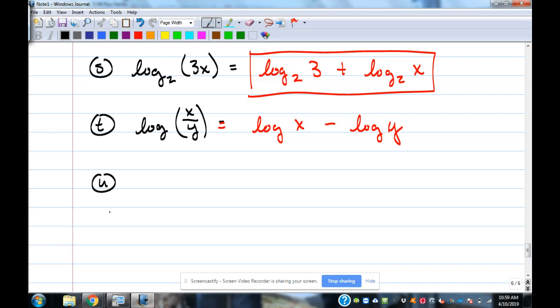Let's combine it. Log base 6 of 5x to the third over y. Ooh, it's got everything.